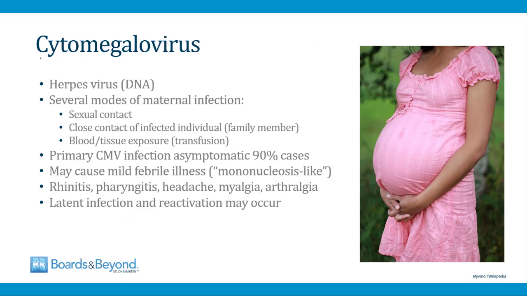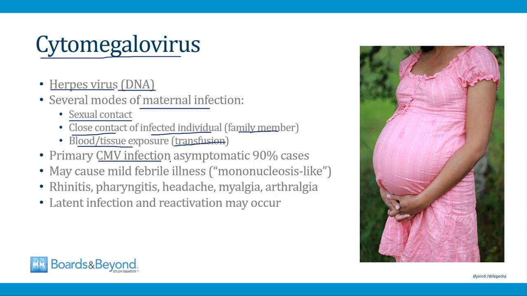Okay, moving on, let's talk about cytomegalovirus. CMV is a herpes virus. It's an example of a DNA virus, and there are several ways by which mothers can become infected. They can be infected through sexual contact, through close contact with an infected individual, for example, a family member, and also through blood or tissue exposure, for example, from a transfusion of blood.